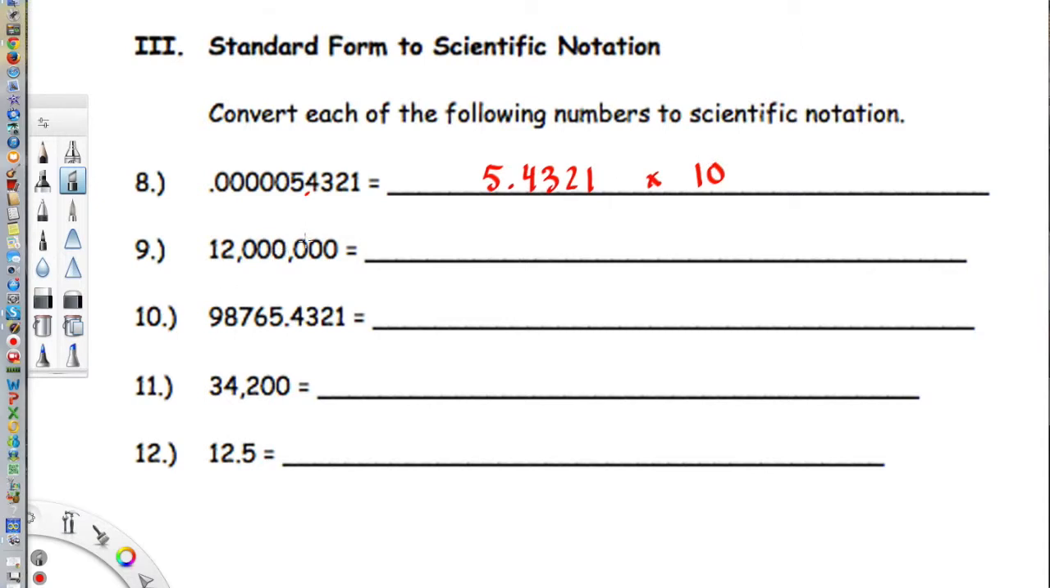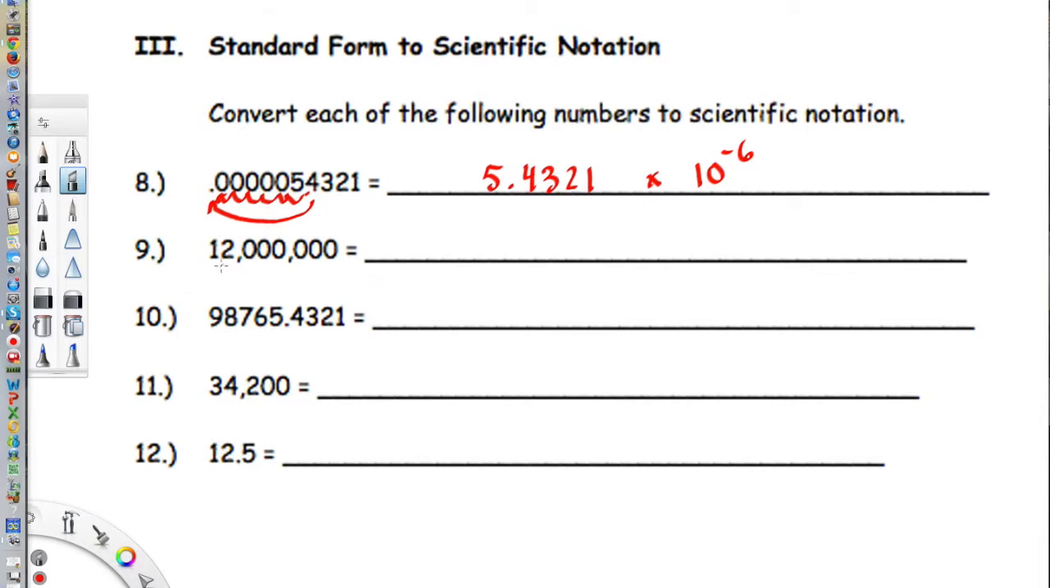The exponent on this base 10 number would have to move the decimal point back to its original place. For me to get back to my original placement of that decimal point, I would have to move it 1, 2, 3, 4, 5, 6 places to the left. So that would be a -6. And there I have it in scientific notation.